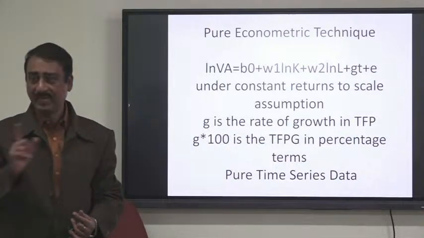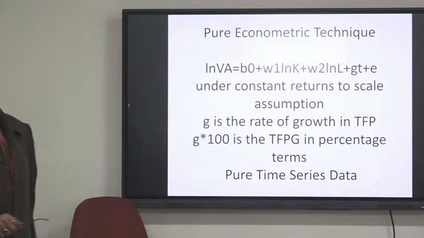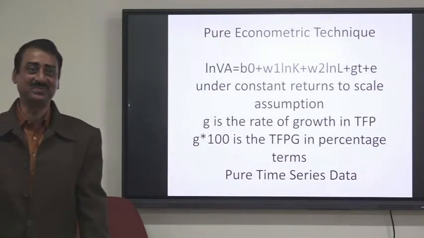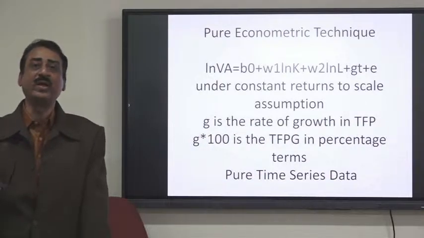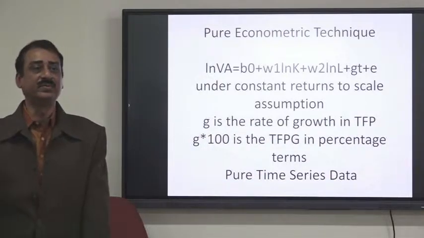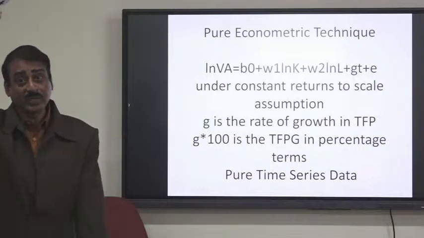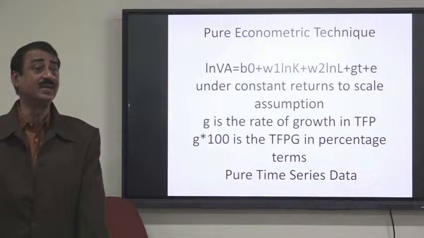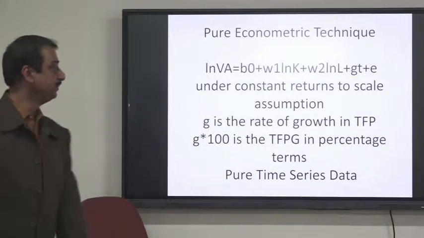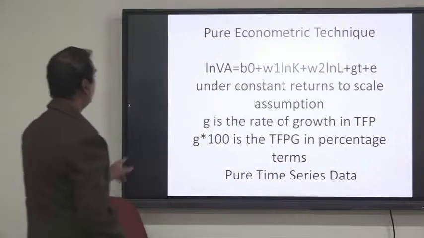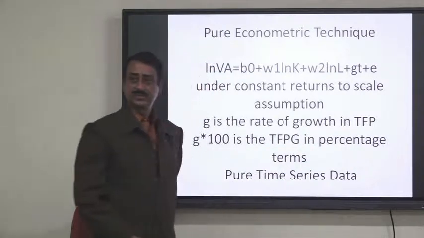So not necessarily, as I was discussing in the first lecture, will total factor productivity growth always be positive. It can be zero, it can be negative, it can be anything. Minus 0.015 multiplied by 100 is minus 1.5. So total factor productivity growth is actually declining at minus 1.5% pace. So this is what I mean. G into 100 is the TFPG in percentage terms.